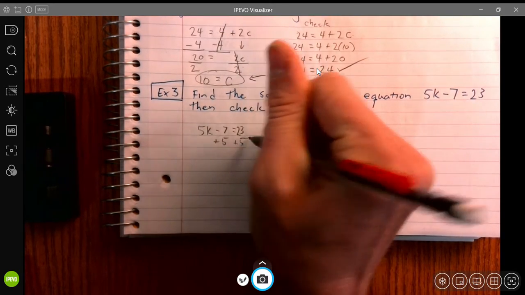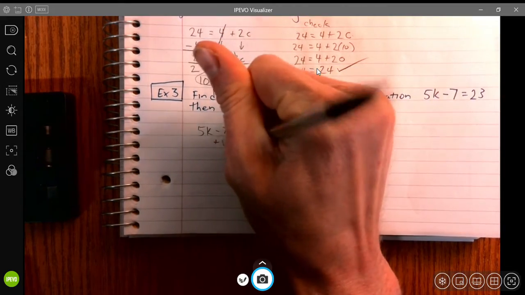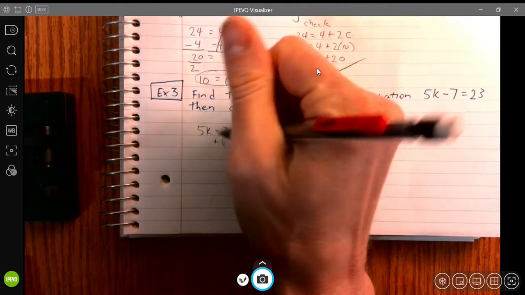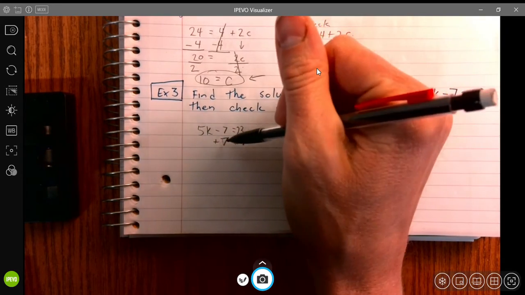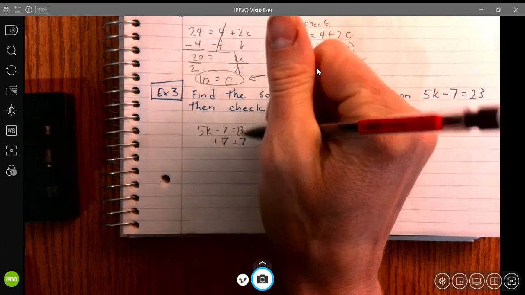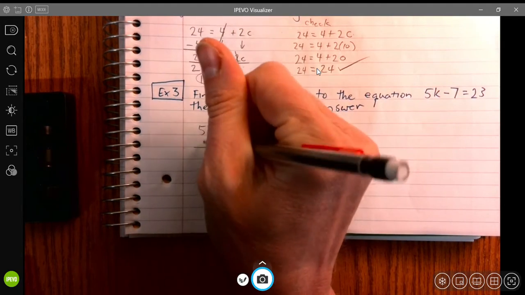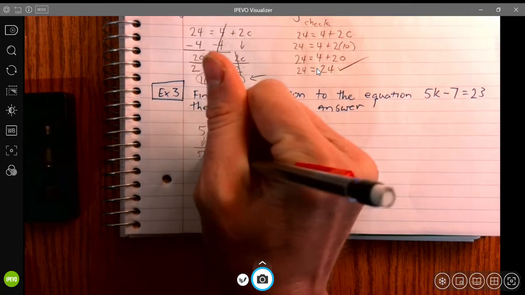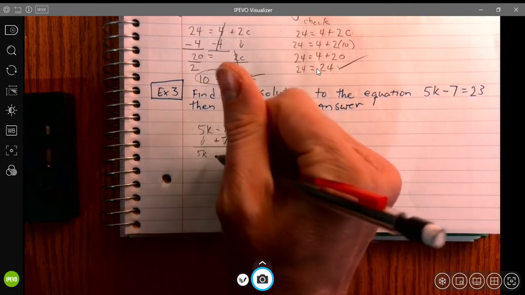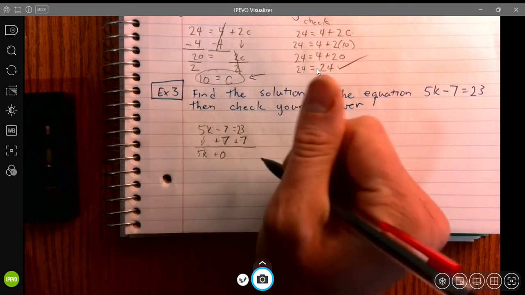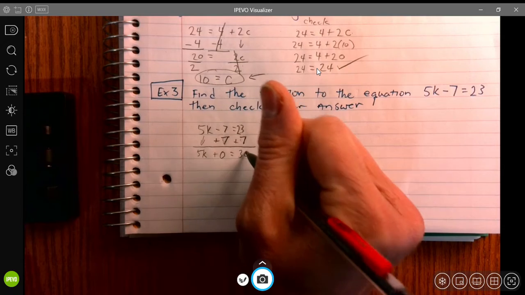So I'm going to add, oops, I wrote a 5. Oh, sorry guys. The inverse operation of subtraction is addition. So I'm going to add 7, not 5. Okay. We have the 5k. There is no operation there, so I'm just going to carry down the 5k. Negative 7 plus 7 is 0. And 23 plus 7 is 30.